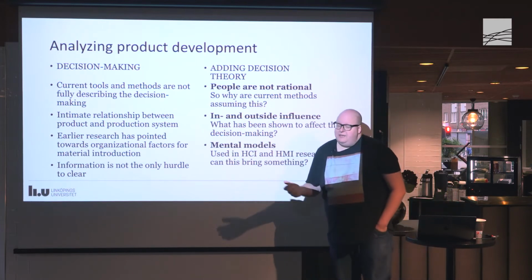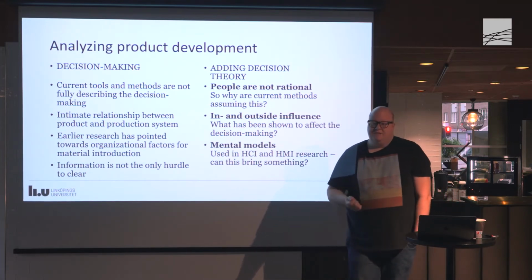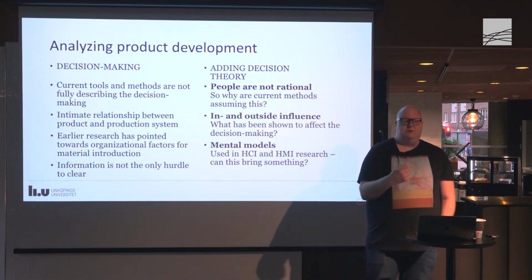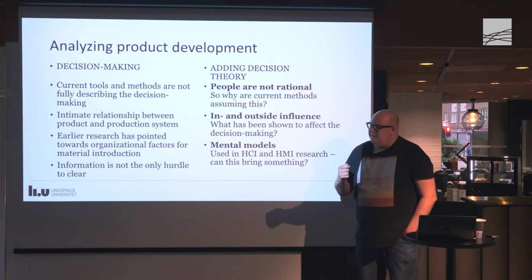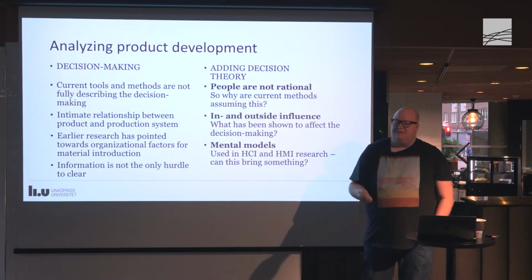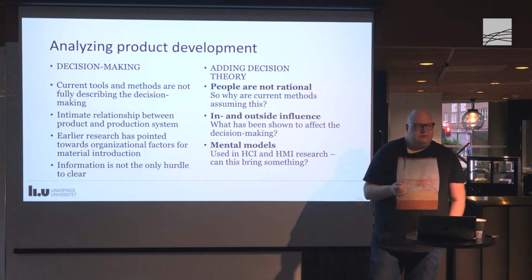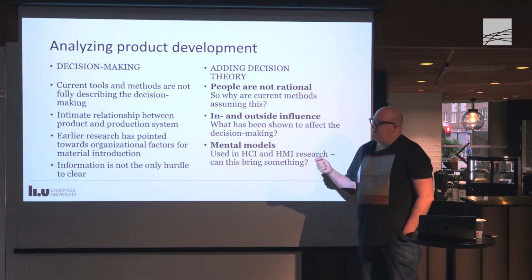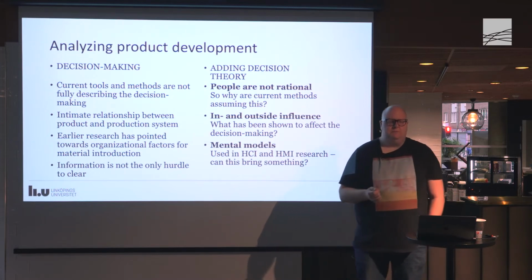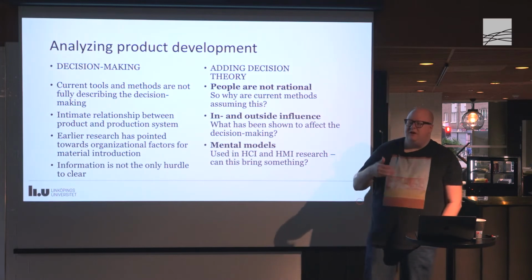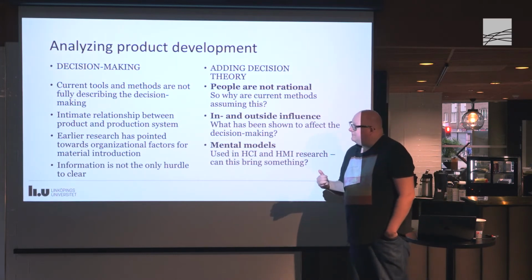There is also a very intimate relationship between the product and the production system, which means that for a company owning their own production, they have very specific requirements on what they can do, and very specific possibilities of what they can do as well. Because they need to fit it into their factory, but they can also make use of the factory that they're already having.